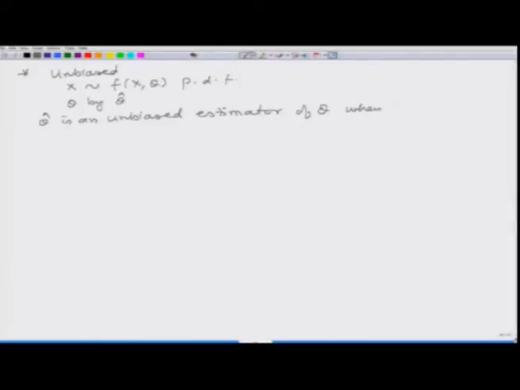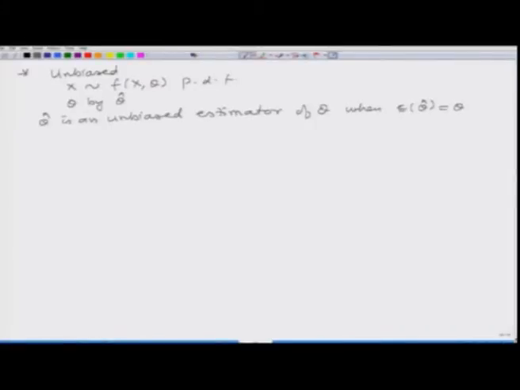So, if I have here a random variable, say x, which is following a probability density function, say f_x(theta), and we try to estimate theta by some estimator theta hat, then we say that theta hat is an unbiased estimator of theta when the expected value of theta hat is equal to theta, right.